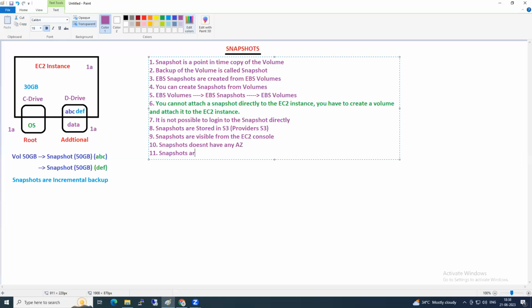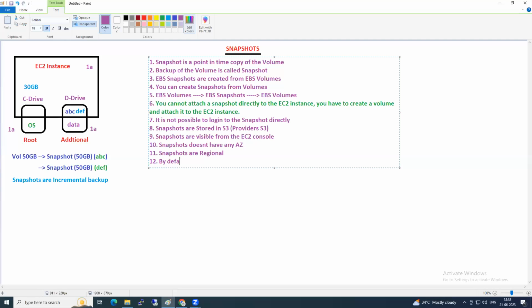Snapshots are regional. So that means if you create a snapshot in Mumbai, can you see the same snapshot in Ireland? No. Okay. Chiti, you created a snapshot. By default, are snapshots public or private? Private only. You created a snapshot, will it be publicly available for you? So by default, whenever you create a snapshot, is that snapshot public or private? Private.